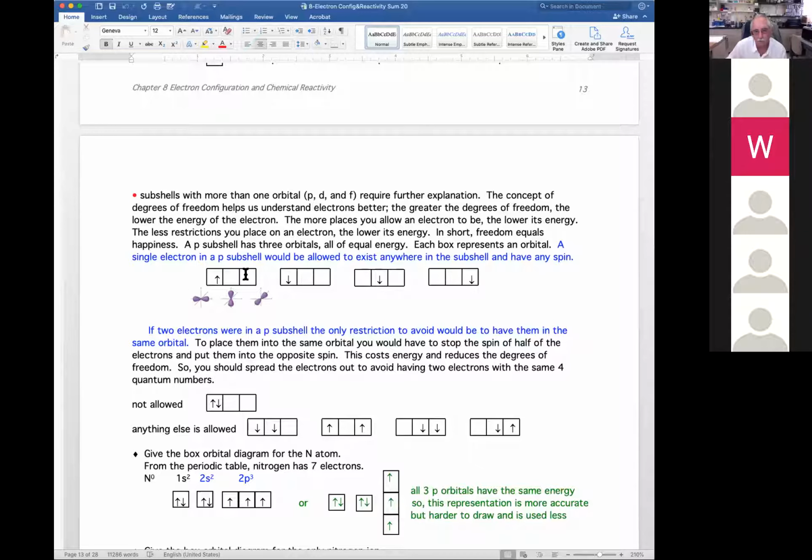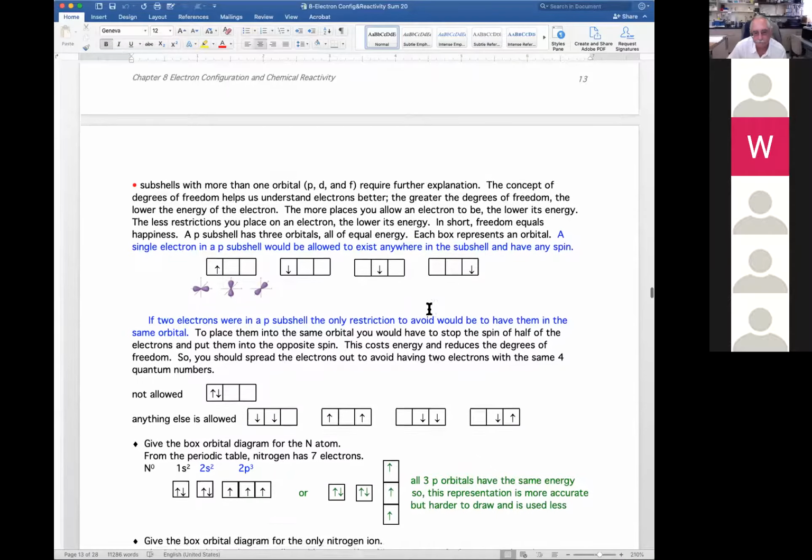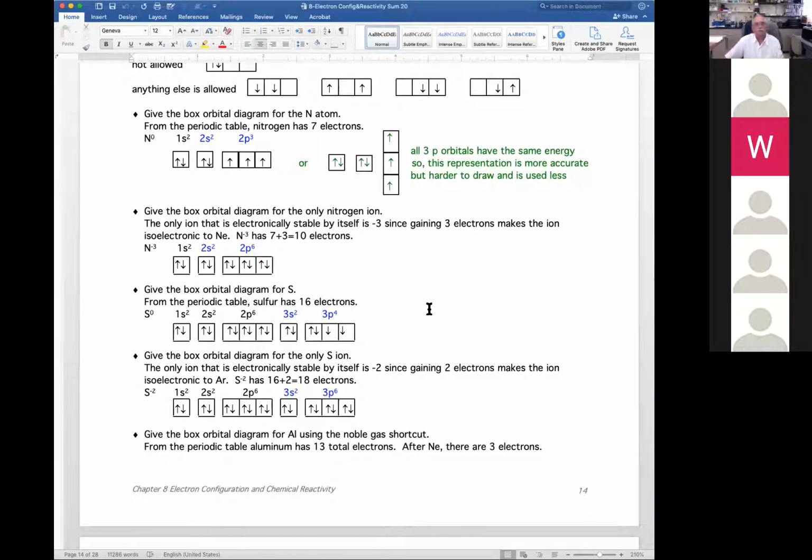But these 3 boxes represent the 3 orbitals in a p subshell. So here I have 1 electron to go in, and I've got 1, 2, 3, 4, 5, 6 places that are all of equal energy. That's why it doesn't matter where you put that one. So when we do box orbital diagrams, all we're doing is the same thing that we've always done, except now we're adding boxes, providing the spins of each of the electrons.